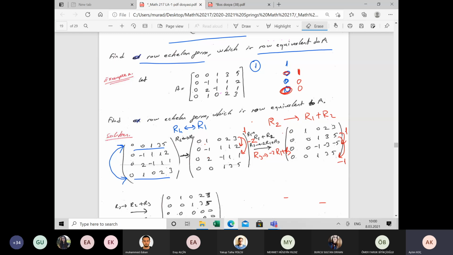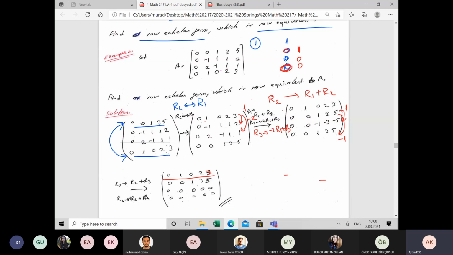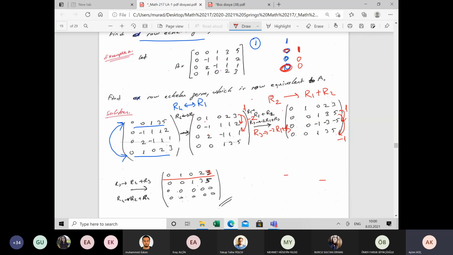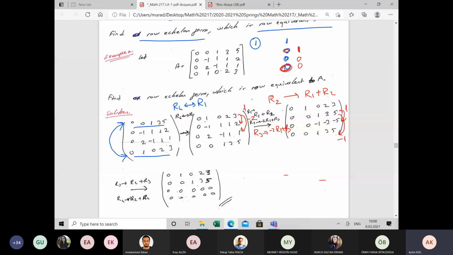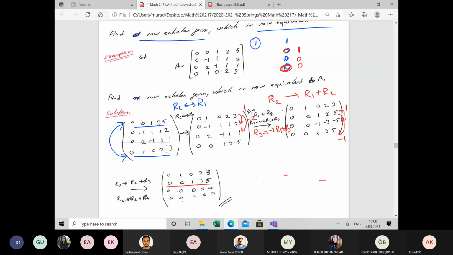So, the first row is the same, 0, 1, 2, 3. There is no operation here. And the next row stays the same, 0, 1, 3, 5. And then apply these operations. Which operation? This one. 1 multiply by 1, add to the next one. And 0, 0, 0, 0, 1 minus 1, 0. And 3 minus 3, 5 minus 1, 0, 0. Yes. So we get a 0 row here.